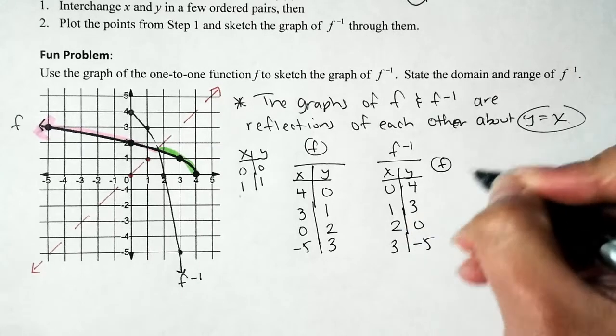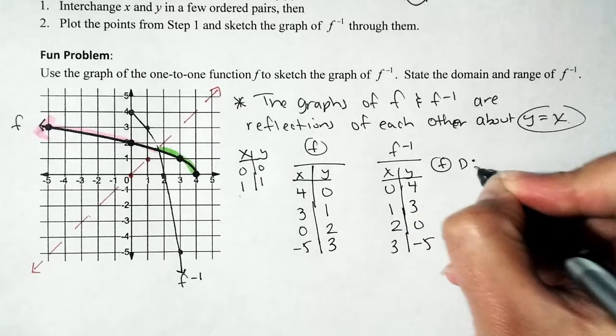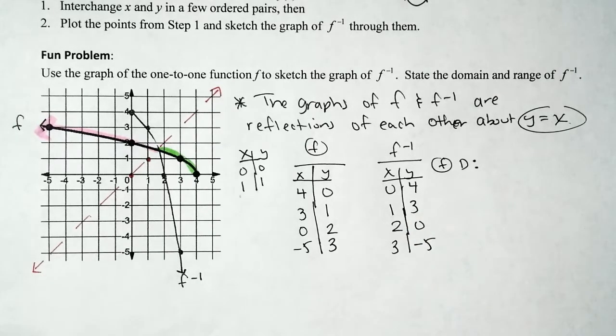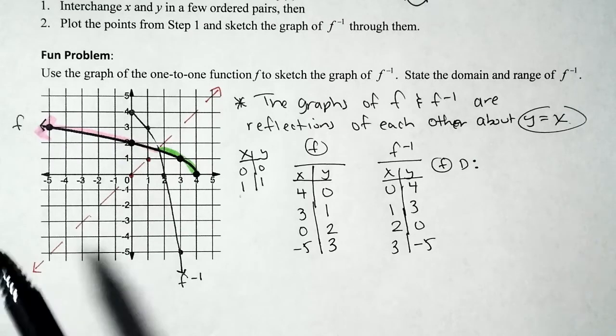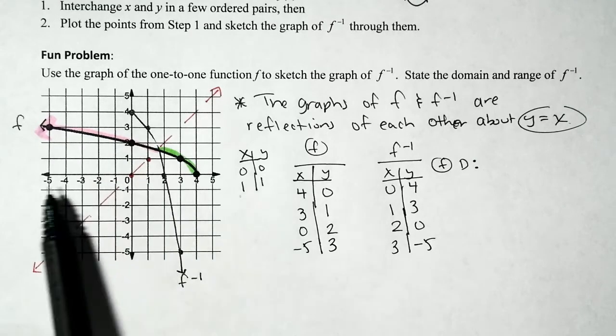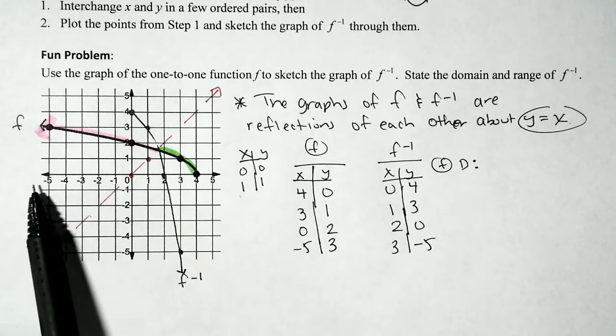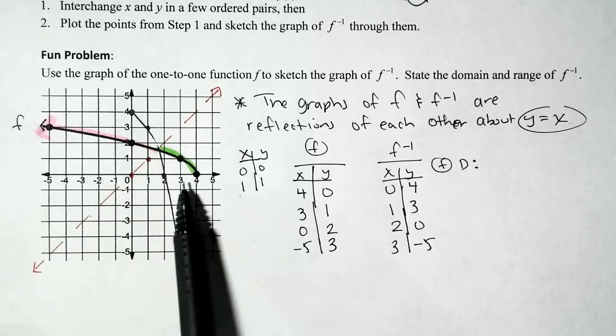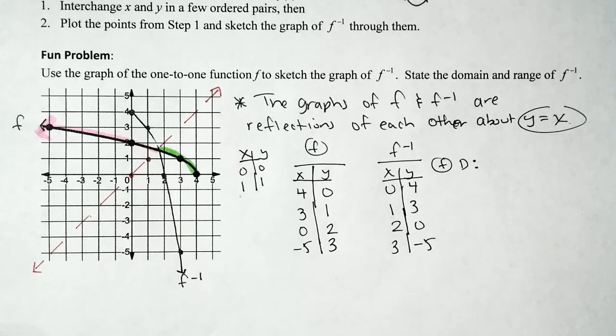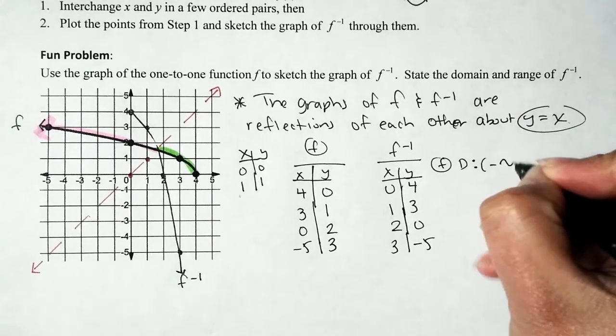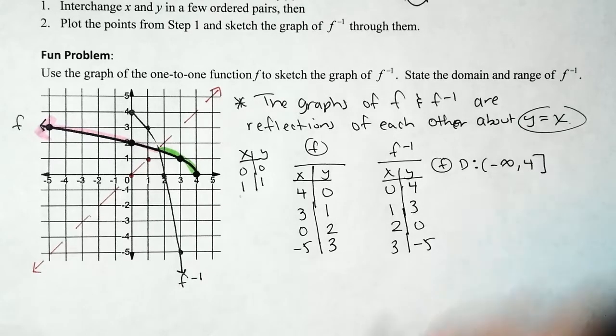So for f, the domain is given by what are all the x values that are used to create the graph. So it looks like it's all the negative values up to, then we go to 4. So it's going to be the interval from negative infinity to 4, where 4 is included.